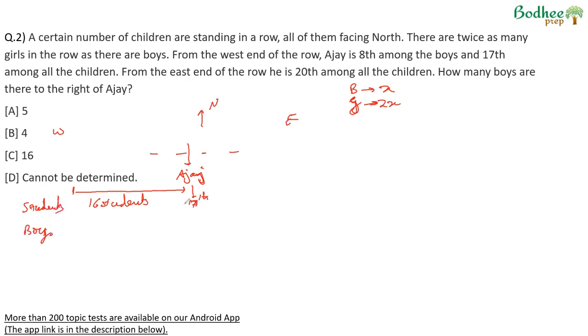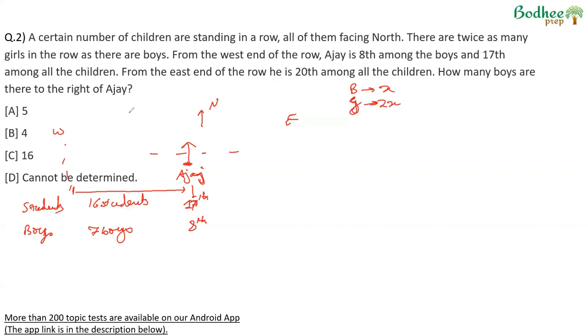If Ajay is 17th among the students and 8th among the boys, there have to be 7 boys to the left of Ajay, starting from the west end of the row, from this end of the row. Ajay is 8th amongst the boys, so 7 boys to the left of Ajay. Ajay is facing towards north, everyone is facing north. 17th amongst the children, so 16 students to the left of Ajay.